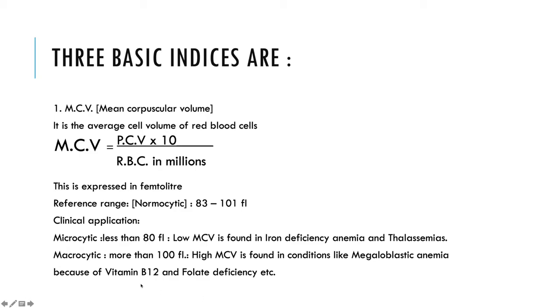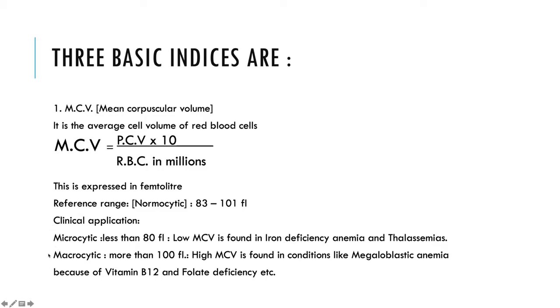And in case of megaloblastic anemia, what is going on? There is a deficiency of folate, meaning folic acid, and vitamin B12. So this is a very important part. You have to remember these things very clearly: the equation of MCV, how it is expressed in the unit femtoliter, and the clinical application.